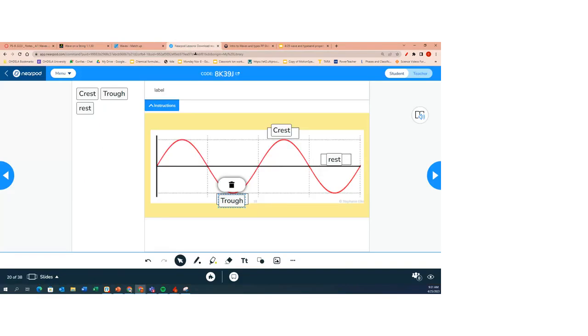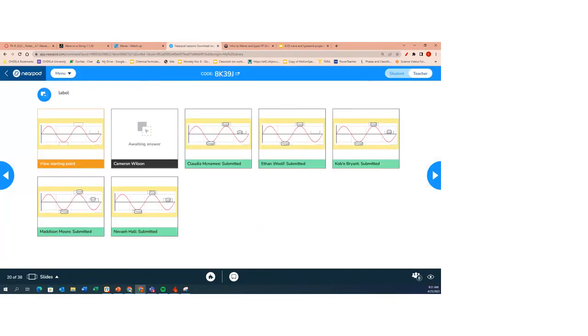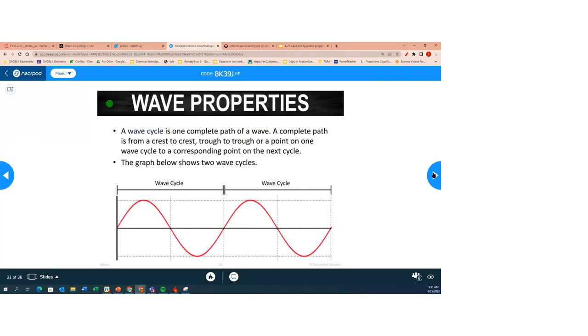All right, go back to the Nearpod. All right, we got Ethan. Great job, Ethan. I'm glad you got there. Wave properties. A wave cycle is one complete path of a wave. A complete path, from crest to crest or trough to trough, is called the wave cycle. So here is one cycle, one up and one down. So this one happens to have two cycles.